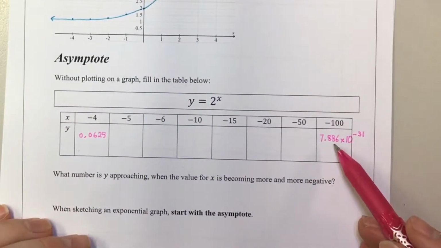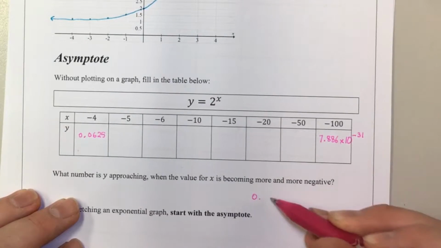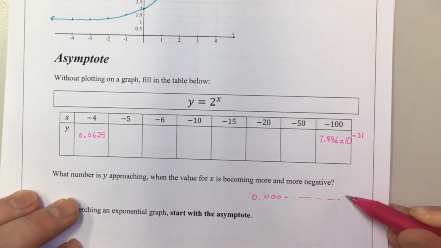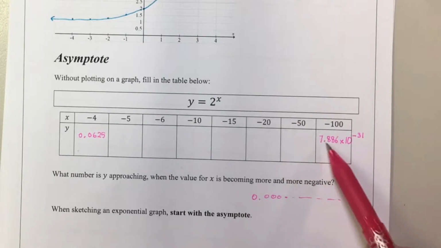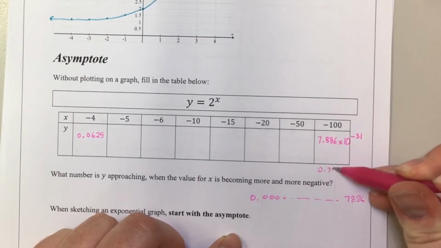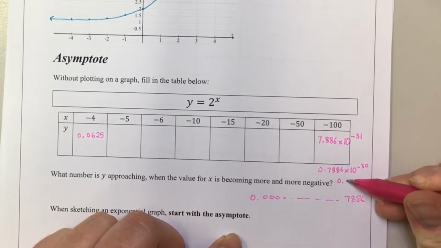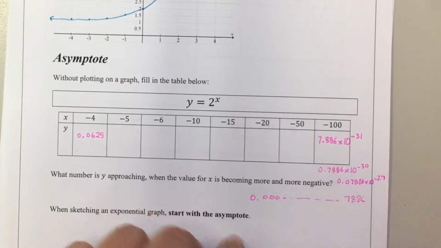basically what this means, if I was to write this as a proper decimal, it would actually be 0.0000 for about 30 of them, and then 7886. Oh, I remember you saying that. Yeah. Because if we go back 1, that would be the same as saying 0.7886 times 10 to the power of negative 30, or 0.07886 times 10 to the negative 29, and so on.